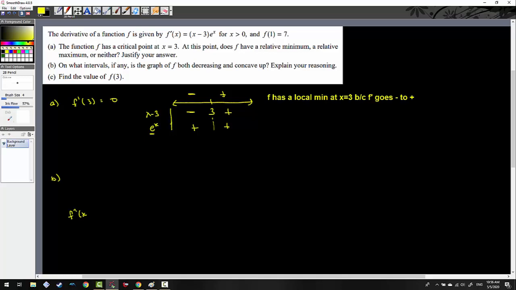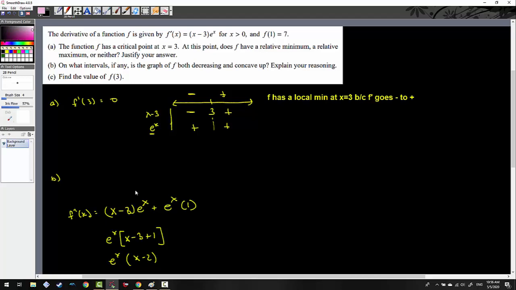F double prime of x is going to be a little bit of product rule in my life here. So first unchanged times derivative of the second plus second unchanged times the derivative of the first. So what I think I'm going to do is factor out an e to the x. That's going to leave me with an x minus 3 plus 1, giving me e to the x times x minus 2. Meaning we've got a critical number at 2 now.